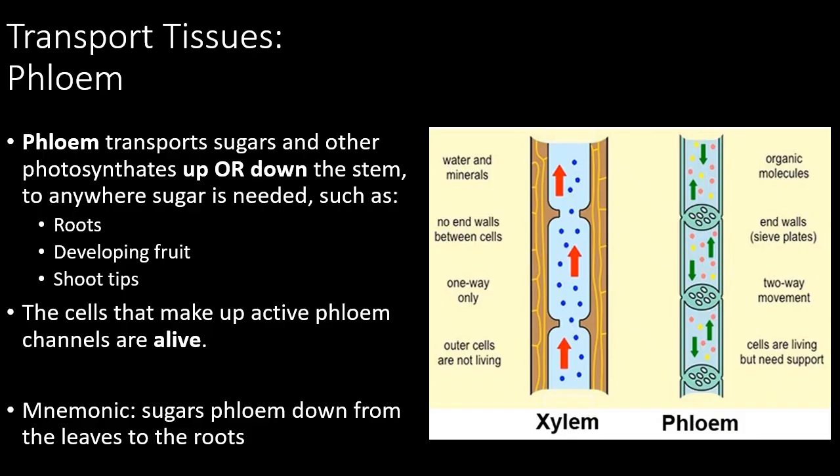And the mnemonic I like to remember is that sugars phloem down from the leaves to the roots. Okay, which is, if you're not following along, a play on words with flow, to flow down. So the sugars phloem down from the leaves to the roots, and that'll help you remember that phloem transports sugars, not water and mineral nutrients like xylem.